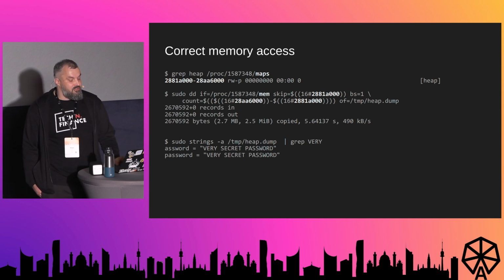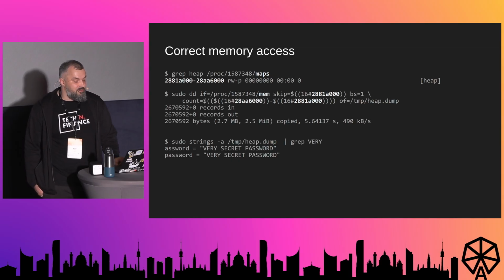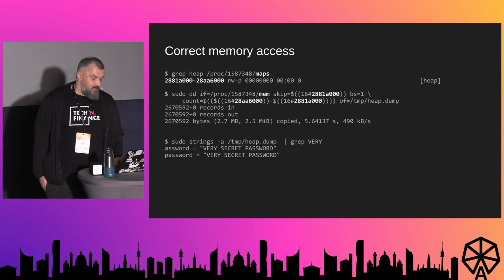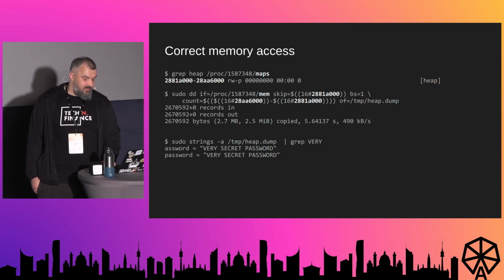For this specific example, I know that there is a very secret password inside the application, but you can imagine that I could just look for strings and find credit card numbers or personal private information and maybe tokens, access keys to some other resources. So that's how you do it.